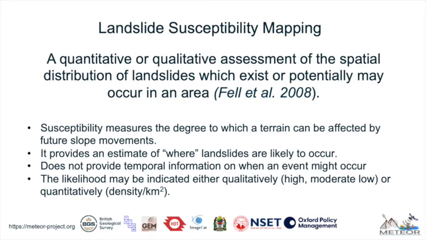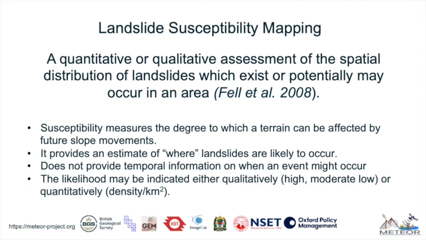Landslide susceptibility here is defined as a quantitative or qualitative assessment of the spatial distribution of landslides which exist or potentially may occur in an area. Susceptibility shows the likelihood of an area being subject to landslides, sometimes described as the spatial probability. It gives us the where for hazard assessment, but not the when or the magnitude of future failures. And it can be expressed qualitatively, so high, medium, moderate, low susceptibility, or quantitatively.